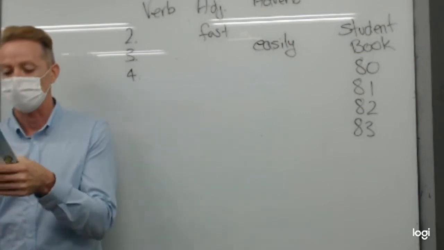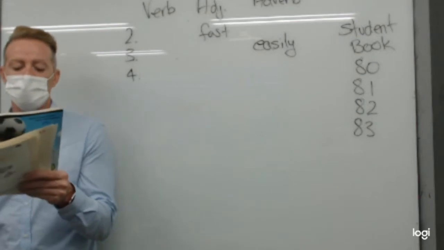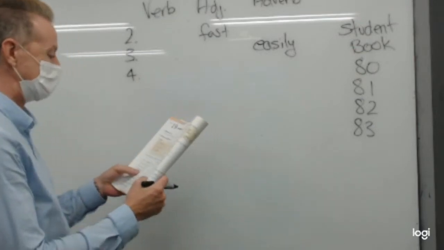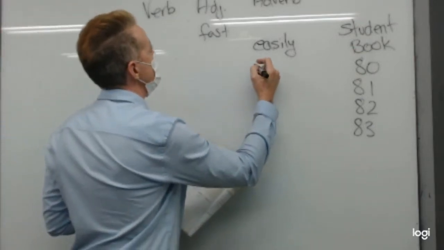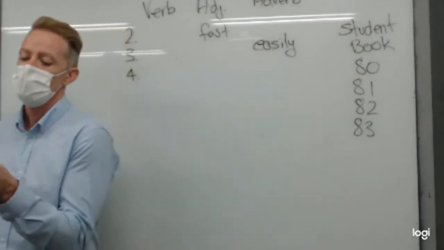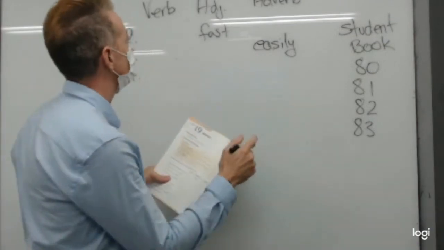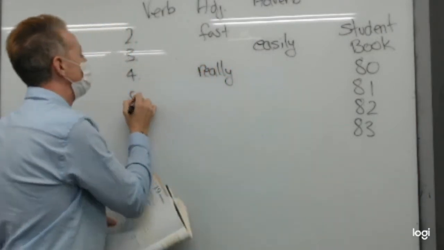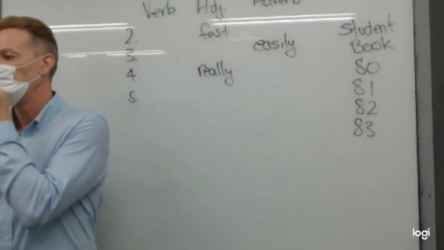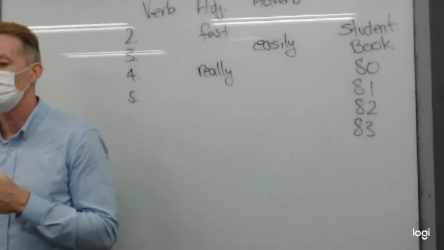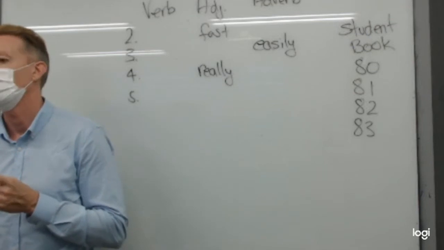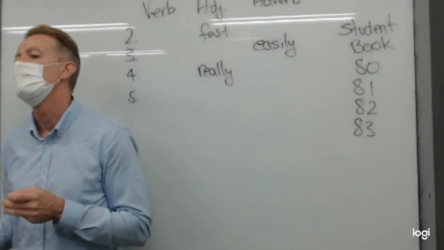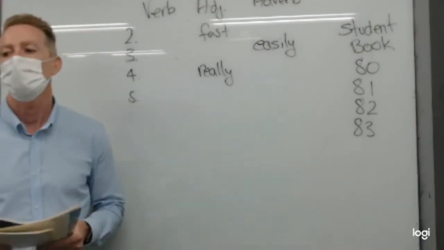Right, number four. I studied really hard for this exam. First, the bold word, really. I studied really hard. Good. It is changing or adding to hard, adjective. What is the verb in that sentence? Studied. Okay, it's not changing the verb, so we're not adding to the verb.